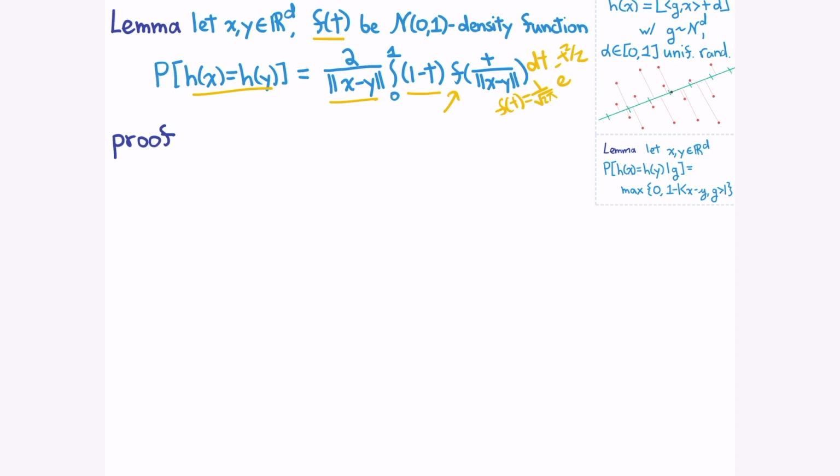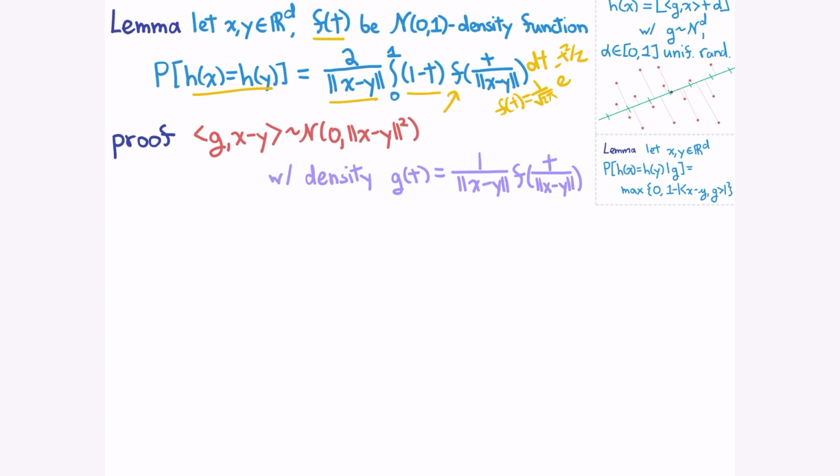So how do we show this? First we observed that the projection, as covered last class, is going to be distributed like a Gaussian, where the variance is the x minus y distance squared. So that tells us that in terms of distribution, the density will be 1 over the distance times the density of t divided by the distance. And then we just start plugging in.